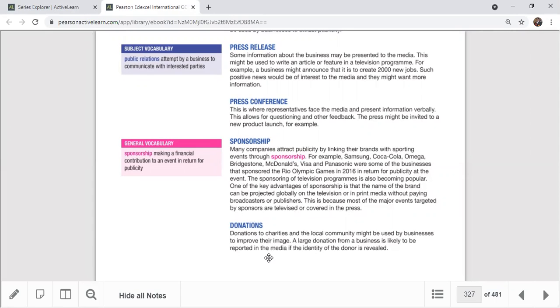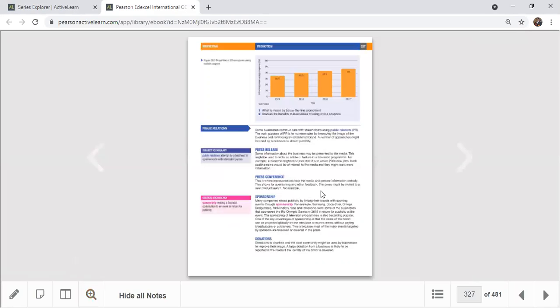So many politicians do this, sometimes making charities, some making foundations, like the biggest foundation, the Bill and Melinda Gates Foundation from Microsoft. A lot of rich people make their own foundation for donation and charity to improve their image. A large donation from a business is likely to be reported in the media if the identity of the donor is revealed. Right.